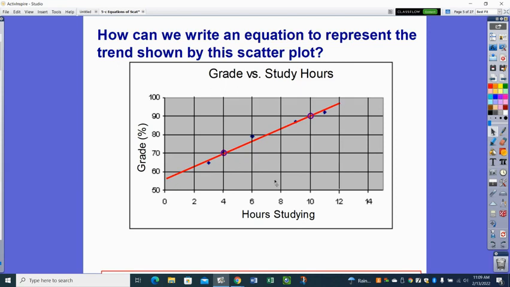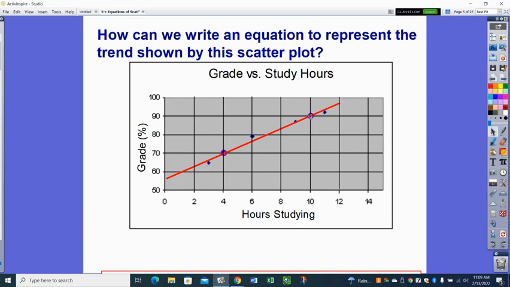So if you take a look at this scatter plot, we can see that it's grade versus study hours. I don't even need a narrative, I can just look at the graph. I can see this is my percent grade, 85, 90, 100, and this is the hours studying. So if we were to interpret this scatter plot, we can see that it has a positive correlation. So the more hours I study, the better my grade, right? So positive correlation.